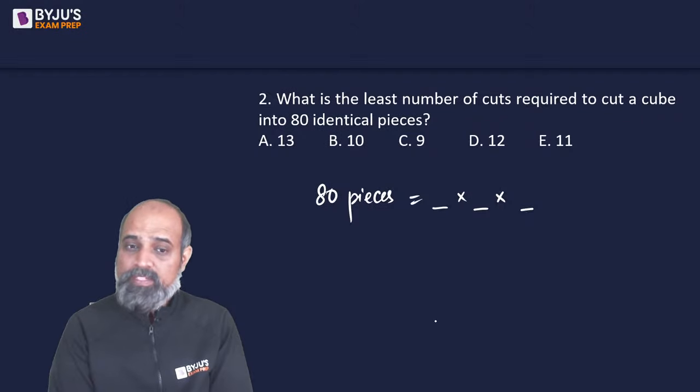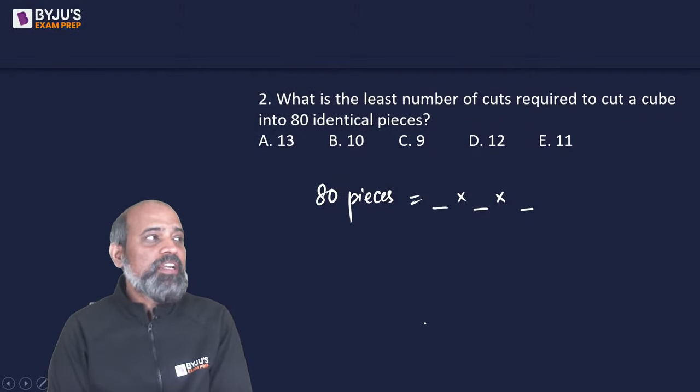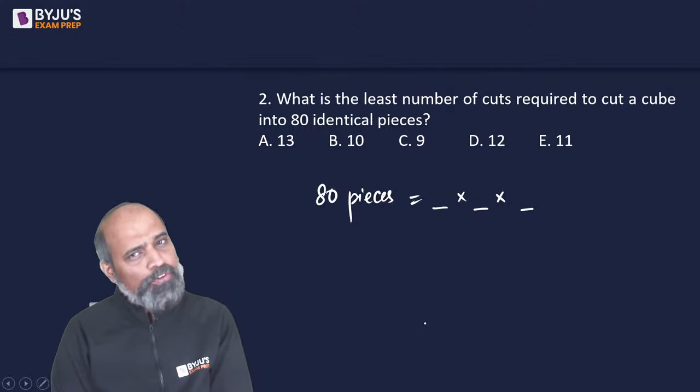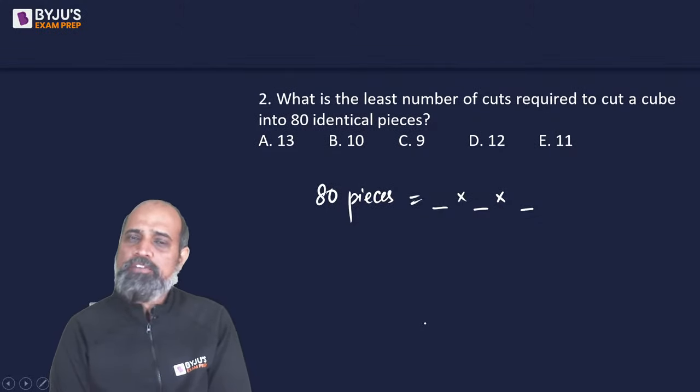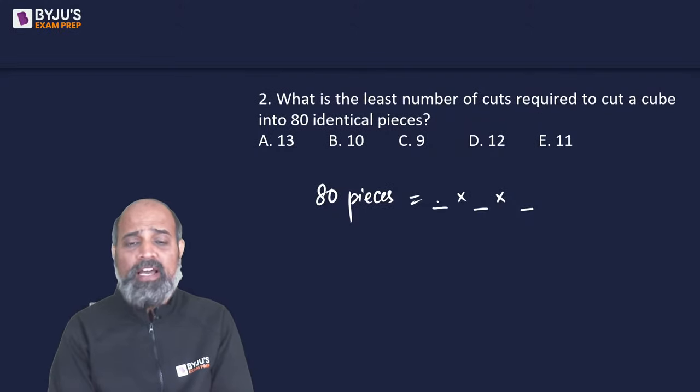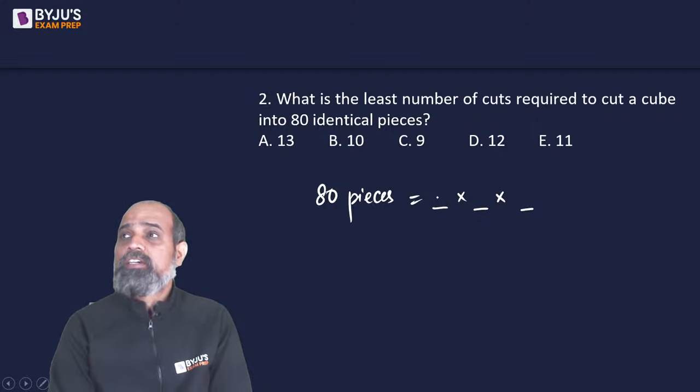Okay? So 80 can be written as 1 into 1 into 80. 80 can be written as 1 into 2 into 40 and so on and so forth. If I want to make the numbers closest to each other, I will have to think of three numbers such that their product is 80 or closest.